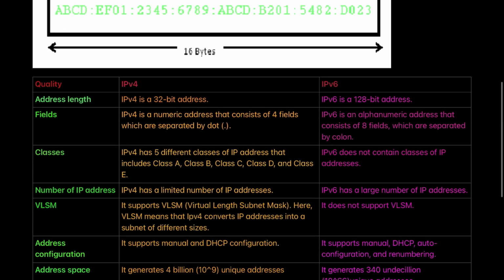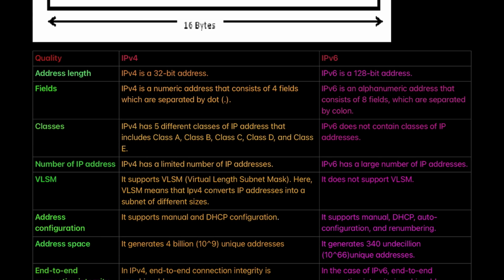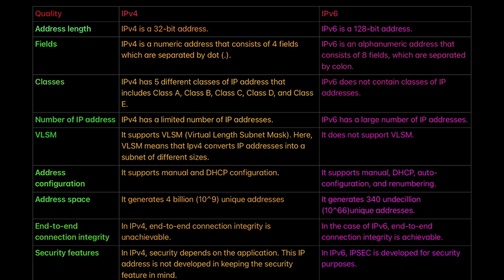Classes. IPv4 has 5 different classes of IP addresses. That includes class A, class B, class C, class D and class E. Okay, IPv4 in total has 5 different classes. IPv6 does not contain classes of IP address. Number of IP addresses. IPv4 has a limited number of IP addresses. IPv4 is for 32 bits, so it has a limited number of IP addresses. IPv6 has a large number of IP addresses. IPv6 has a total of 128 bits, so it will have a large number of IP addresses.